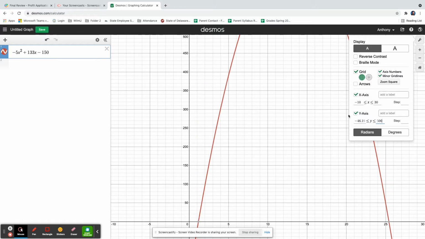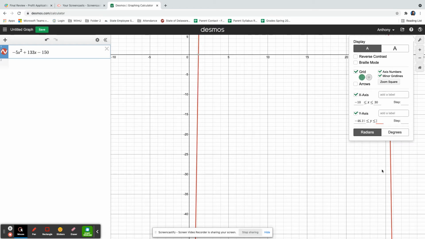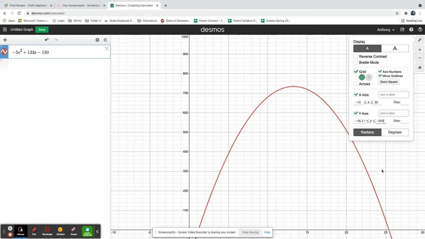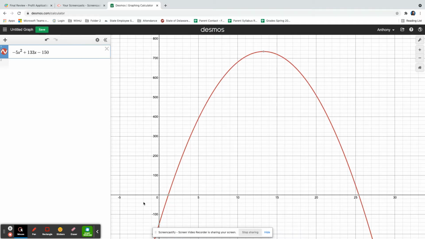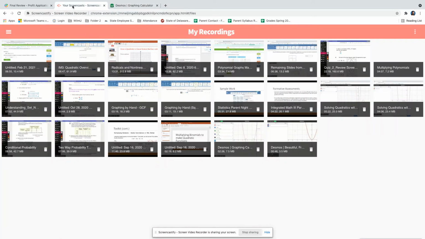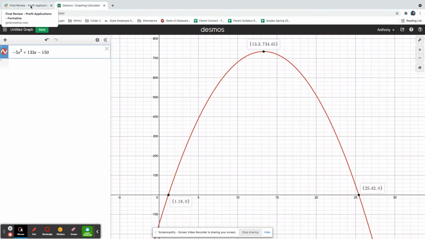That's not enough. So if I go up to 500, I'm not seeing the top yet or the vertex. So let's go up to, let's say, 1,000. And that looks like a pretty darn good picture to me, of which I can see my two break-even points right here. So if you have to explain it, I can find the break-even points by finding the x-intercepts. If I can find the vertex, it's right there. It's the peak. It's the maximum. Okay, so that's one question down.